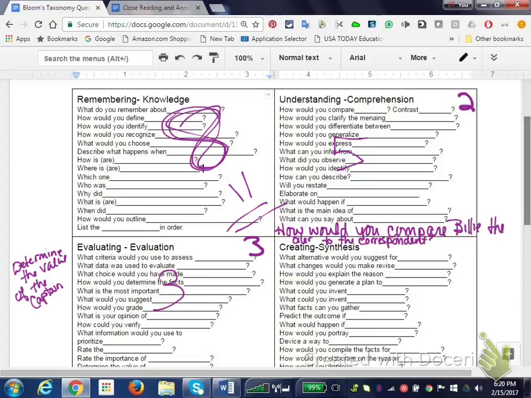You need 5 understanding and comprehension questions and 3 evaluation questions about the reading. I want you to put these on the back of that close reading and annotation, and make sure that your questions are complete and punctuated correctly. And that is the end of this section.